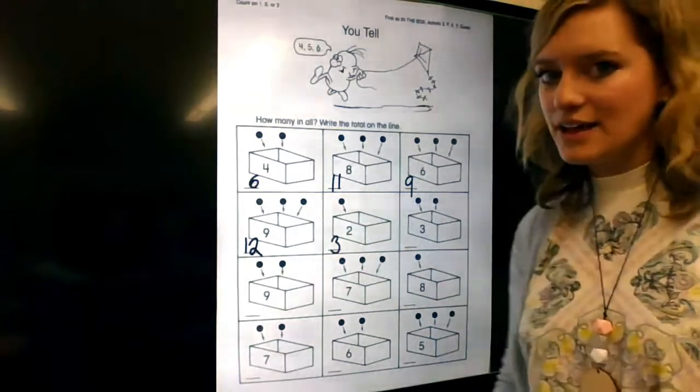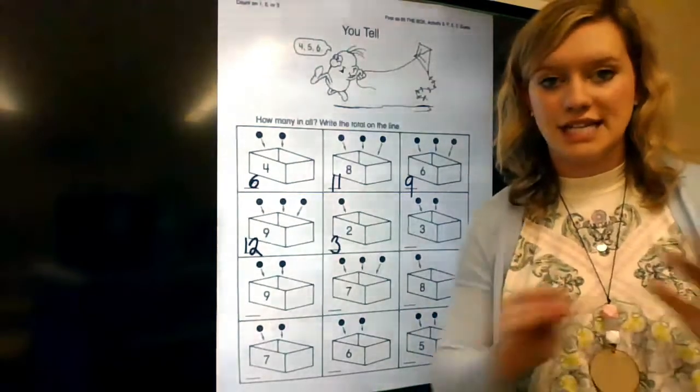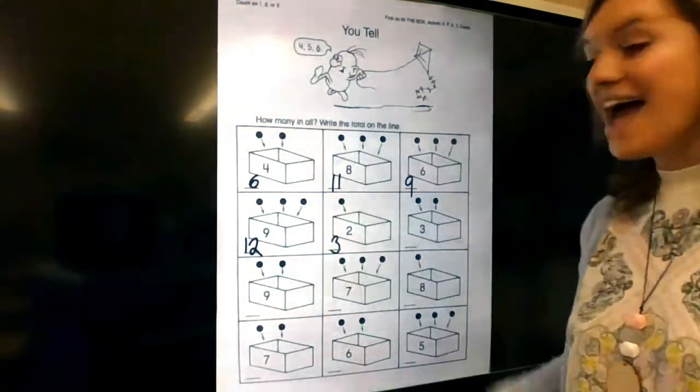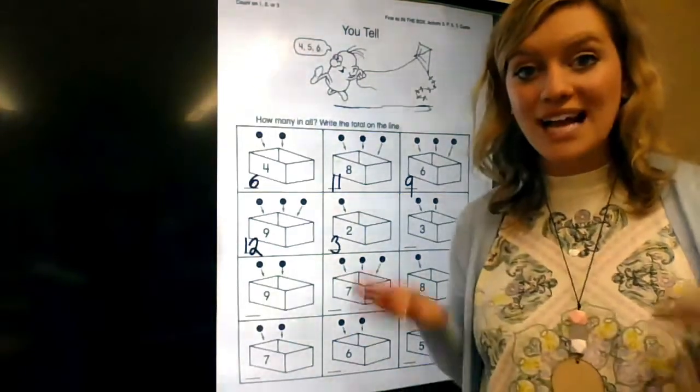Okay, what do you think? I think you can do the rest of it. I believe in you. I think you got this dot counting down. Yeah. What did you think about today? Go ahead and finish it on your own. I am so proud of you.